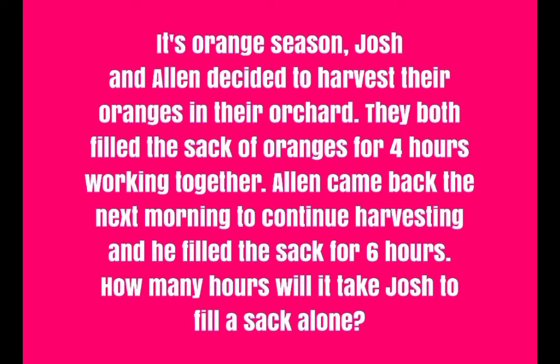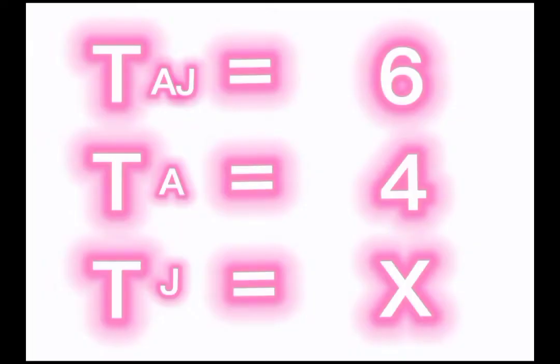So the first thing and the most important thing for you to do is to analyze the question. Then list down the given. So here our given is firstly the hours they worked together, which is 4 hours. And the hours that Alan worked alone, which is 6 hours. Let this be our representation. Then we will be using this formula.